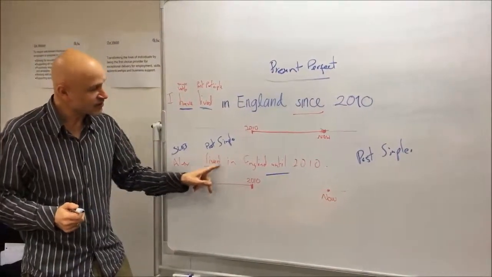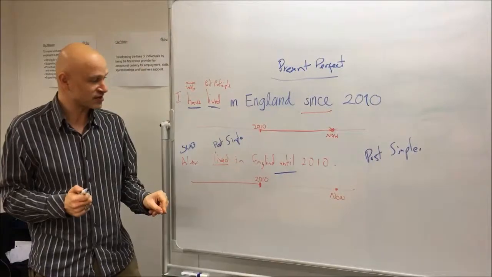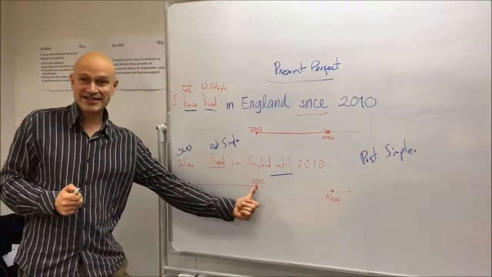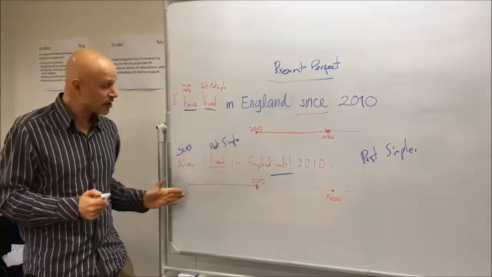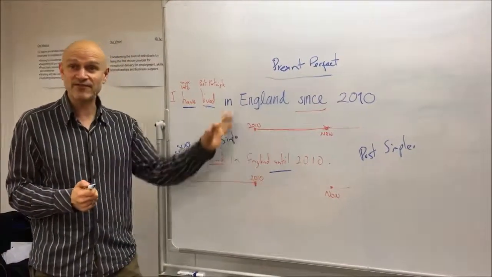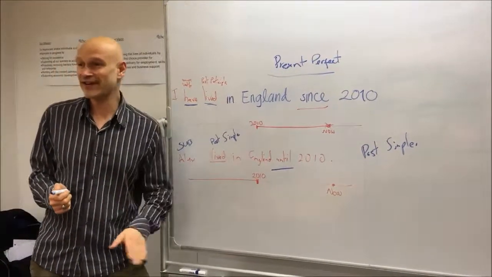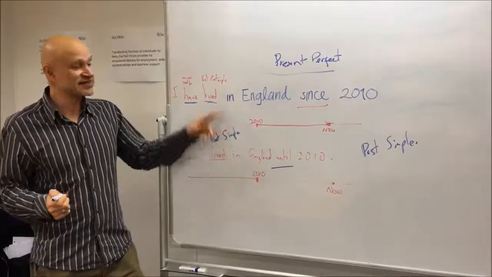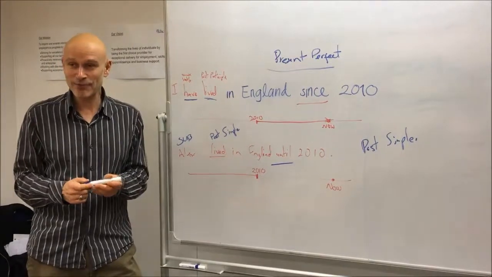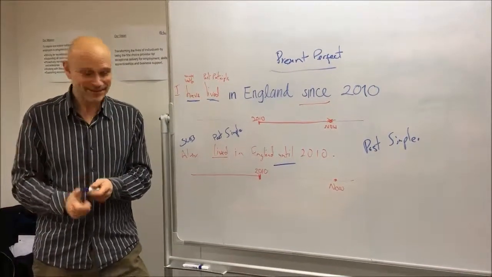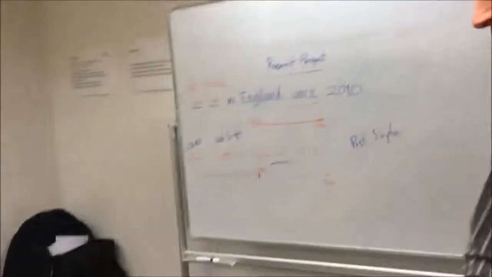Alex lived in England until 2010. It means it started earlier, I don't know when because it doesn't say, but then in 2010 it finished. He doesn't live in England anymore. So that's the key difference between these two sentences. Okay? Paloma, are you happy? Good. Thank you. Welcome. Right.